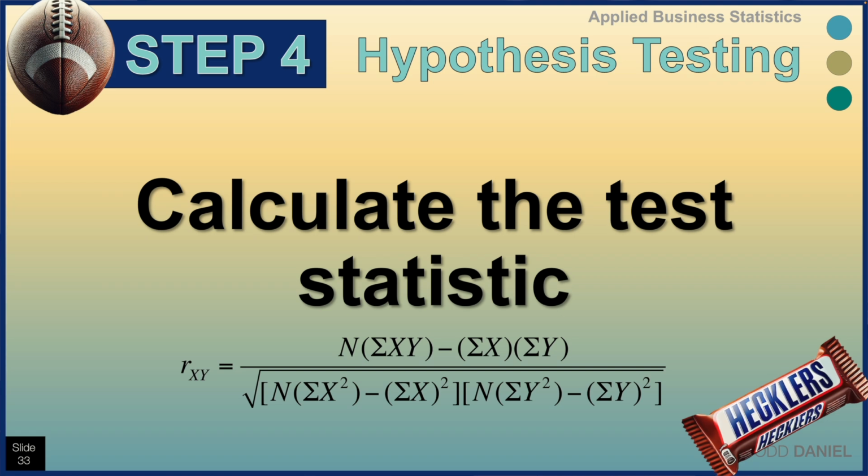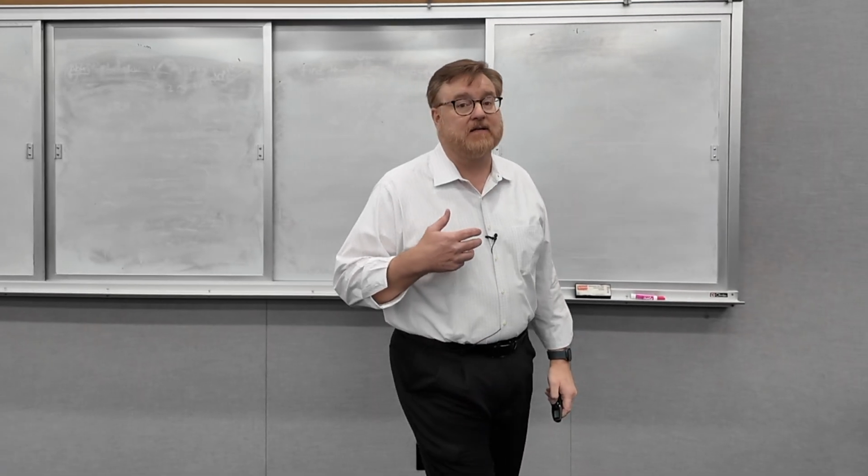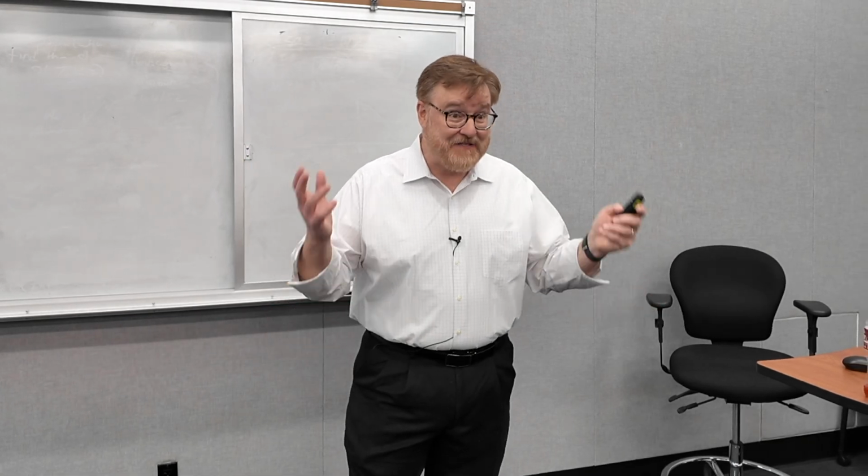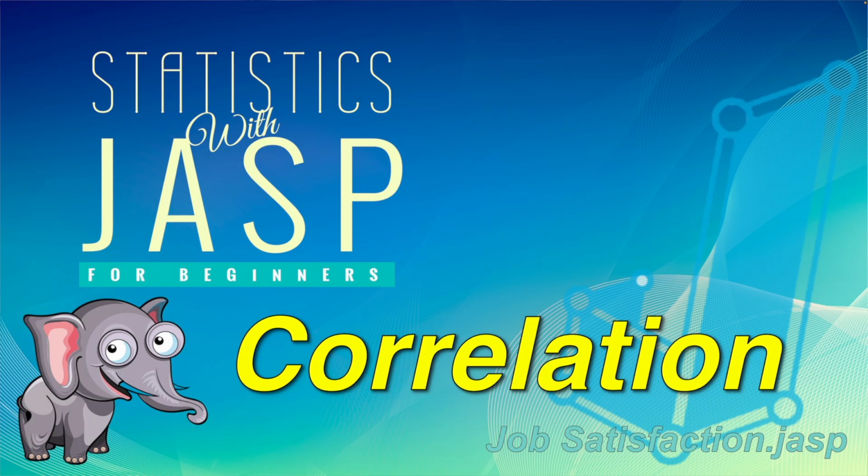So we are removing the variability separately, or let's say getting a ratio of the variability together over the variability separately. That is how we're getting this standardized correlation coefficient. Well, now we get to actually have some fun. Let's do this correlation using JASP.